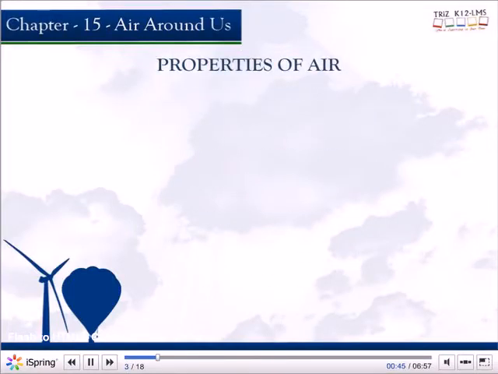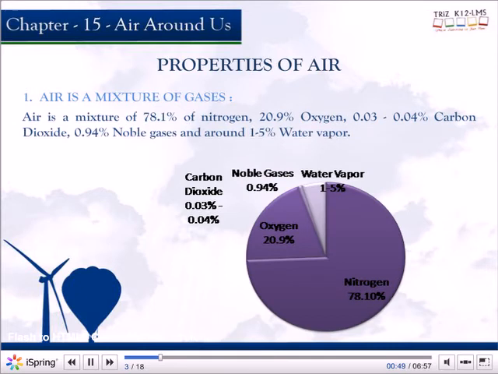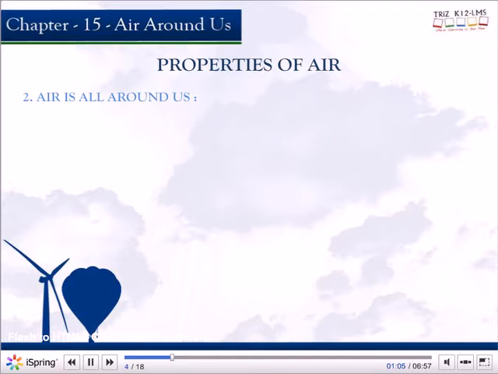Properties of air. Air is a mixture of gases. Air is a mixture of 78.1% of nitrogen, 20.9% oxygen, 0.03 to 0.04% carbon dioxide, 0.94% noble gases, and around 1 to 5% water vapor. Air is all around us.